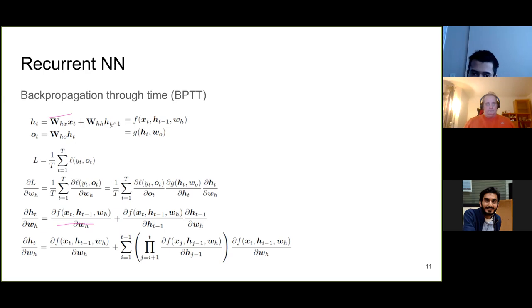However, this HT minus one is just HT in the previous time step. So obviously it depends on WH, right? So that's why we are expanding this further, and then differentiating HT minus 1 with respect to WH. So we are differentiating HT minus 1 with respect to WH, and then multiplying this term by differentiating this HT with respect to HT minus 1. So we are adding this. So this is basically a recursive function. This is basically this term in the previous time step.